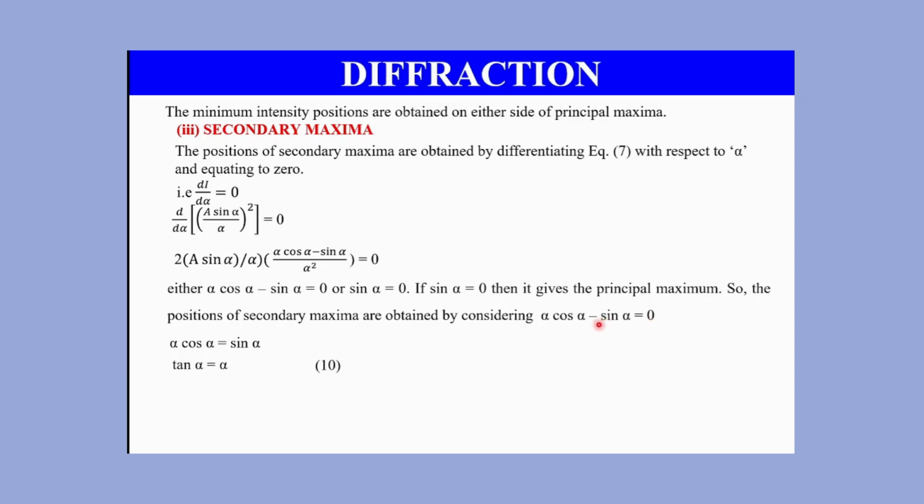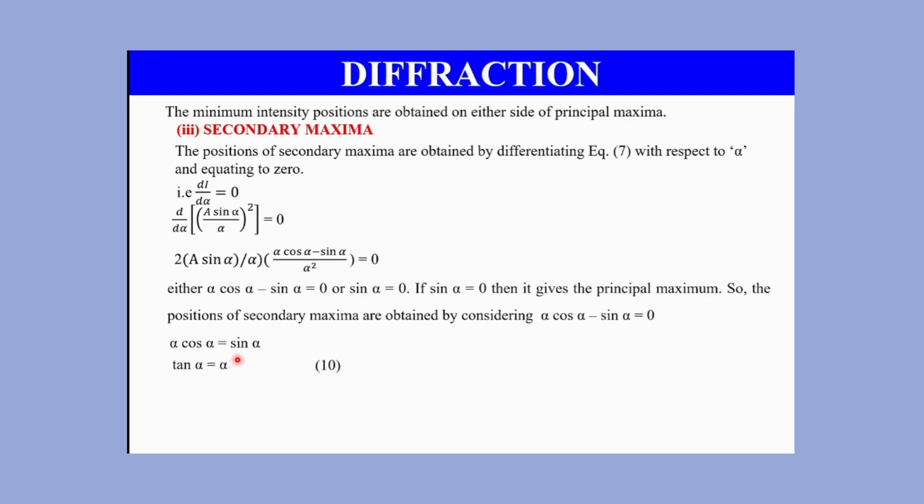Now send sin alpha to the right hand side. This equation becomes alpha cos alpha is equal to sin alpha. Now alpha is equal to sin alpha divided by cos alpha, that is equal to tan alpha. Let us call this equation number 10. For this equation number 10, we have to find the values of alpha.